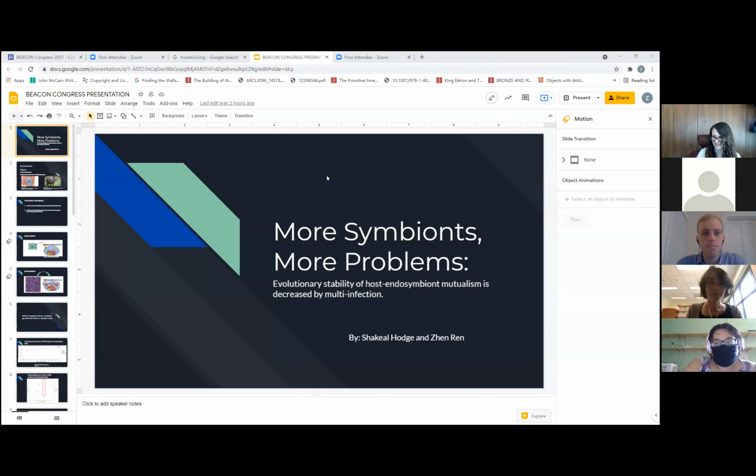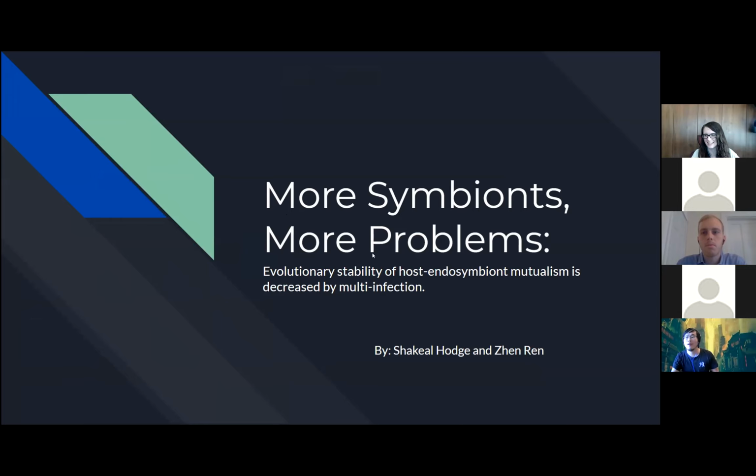So, hi everyone. I'm Junyuan, and this is Shakeal. We are going to present our project this summer: More Symbionts, More Problems: Evolutionary stability of host-endosymbiont mutualism is decreased by multi-infection, led by Emily Dawson and Aya Worcester. First, we're going to provide some background information.